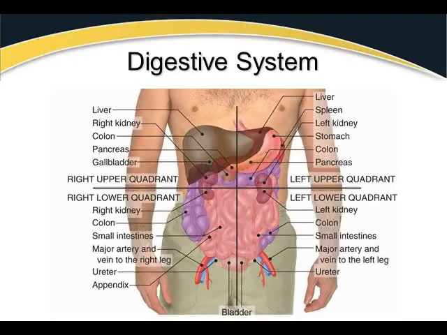urethra. The spleen sits back there behind the stomach on the left upper quadrant. The spleen is a blood bank and lymphatic tissue. You can live without a spleen, that's okay. But if it gets hit or damaged, it tends to bleed a lot.